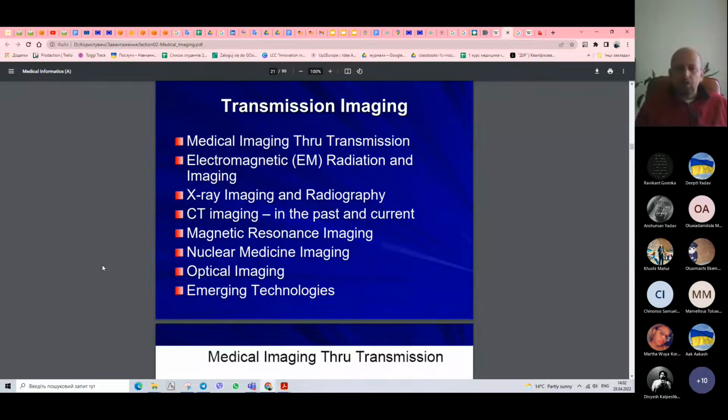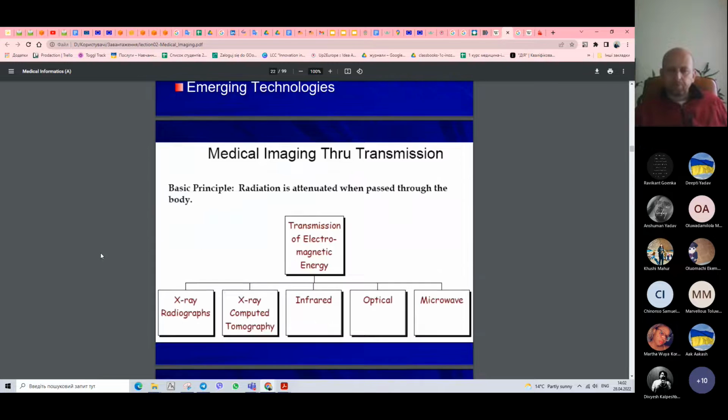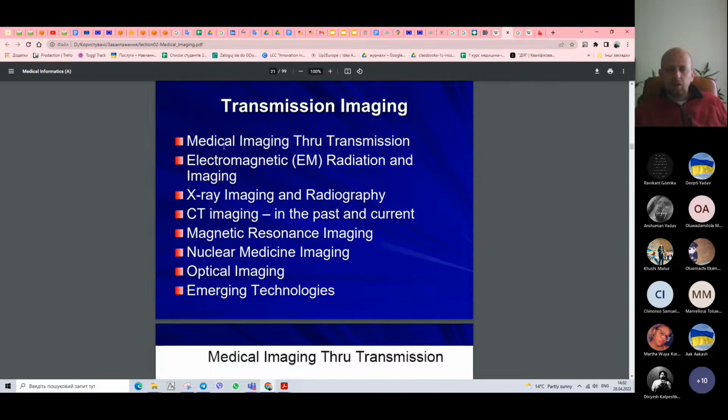Transmission imaging. Medical imaging through transmission of electromagnetic radiation: X-ray imaging and radiography, computer tomography imaging in the past and current. We will discuss this now. Magnetic resonance imaging, nuclear medicine imaging, optical and emerging technology. Now we will start from the first one in our list.